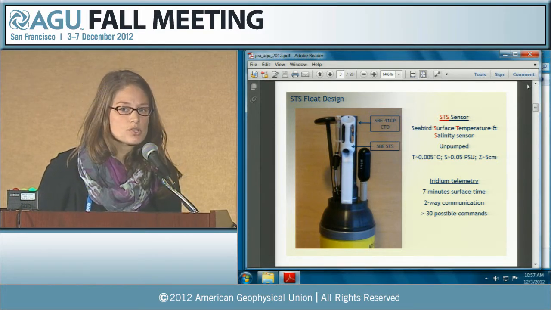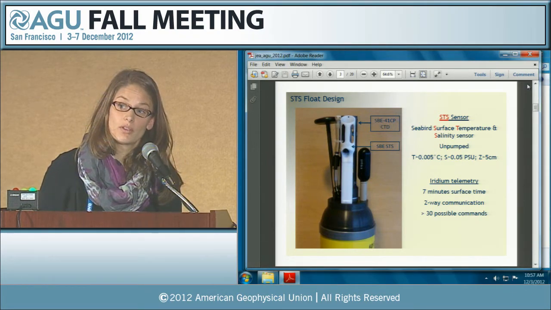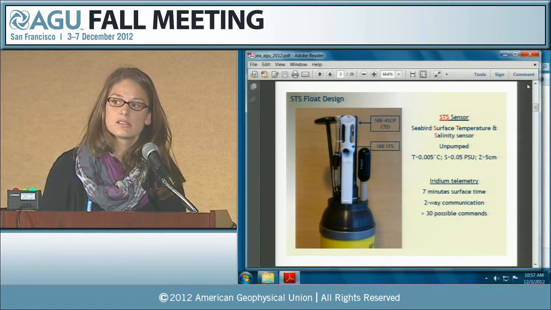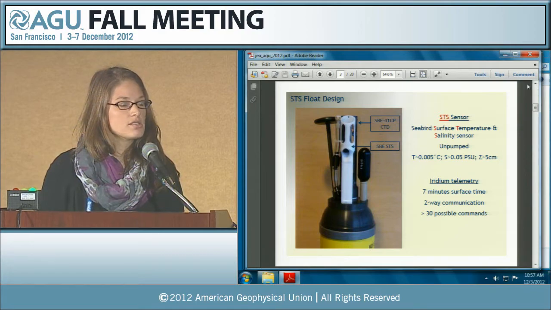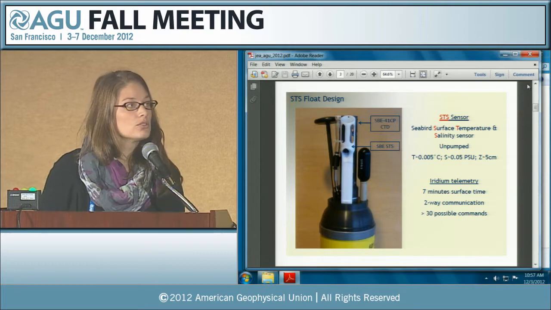In addition, these floats use Iridium telemetry, so we can actually have two-way communication with the floats after we deploy them. Typical Argo floats take a measurement from 2,000 meters to the surface every 10 days. With these, we can actually change that so that they cycle just in the upper 150 meters at 2.5 hour intervals.